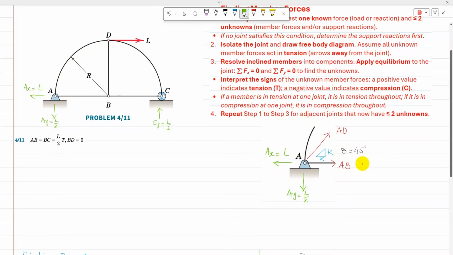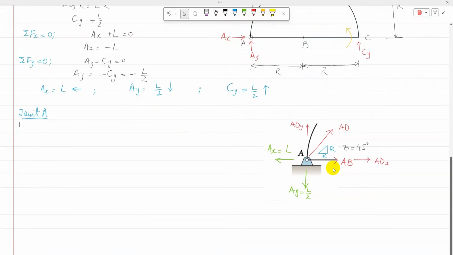So then the next step, resolve inclined members into components. AD can be resolved into two components: one is ADY, sorry, and the other one is ADX. Then I can apply conditions of equilibrium to this joint A. In the horizontal direction, there are two unknowns, AB and ADX. In the vertical direction, there is only one unknown, ADY. So I'll go for sigma Fy equal to 0 first.